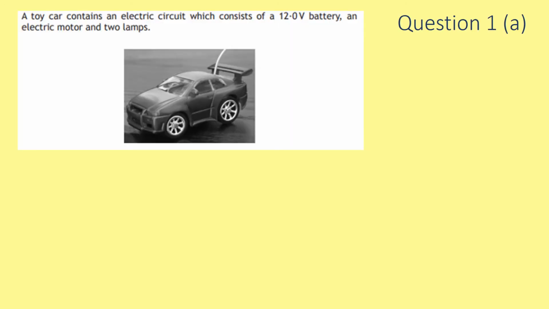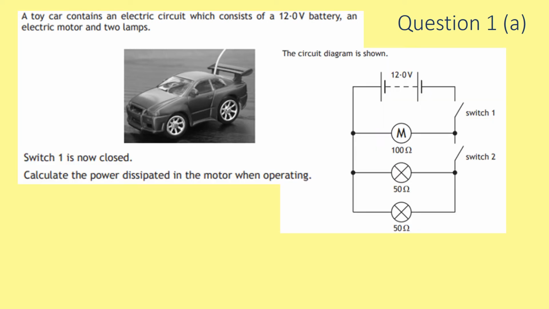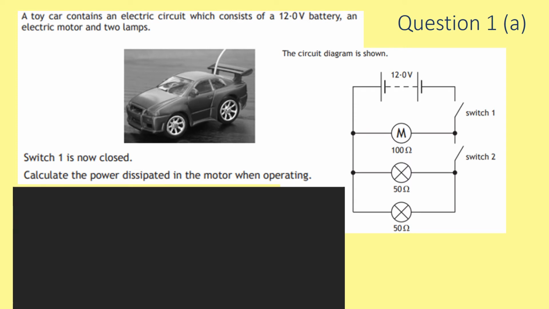Section 2. Question 1A. A toy car contains an electric circuit which consists of a 12-volt battery, an electric motor, and 2 lamps. That circuit is shown on the diagram. Switch 1 is now closed. We need to calculate the power dissipated in the motor when it operates.